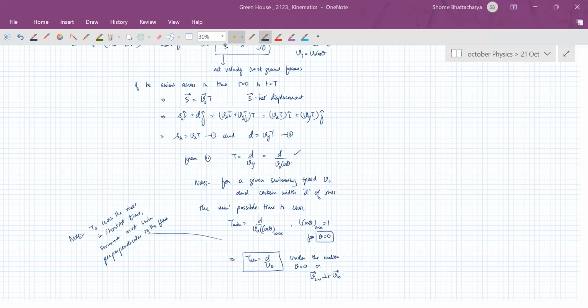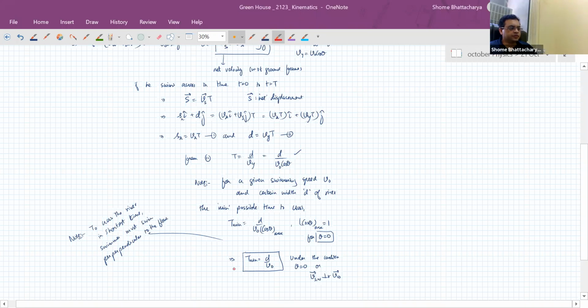Okay, so as you can see, in this minimum time taken, T minimum equals D divided by V naught. This is independent. That means it does not depend on the water's flow velocity. It only depends on these two things, the width of the river and the swimmer's swimming speed.